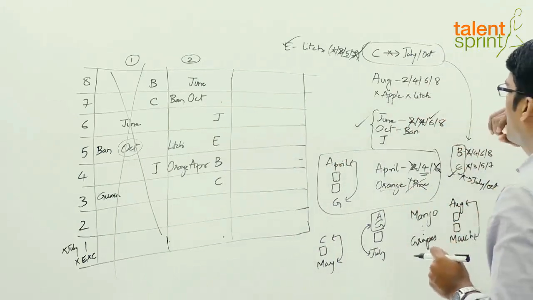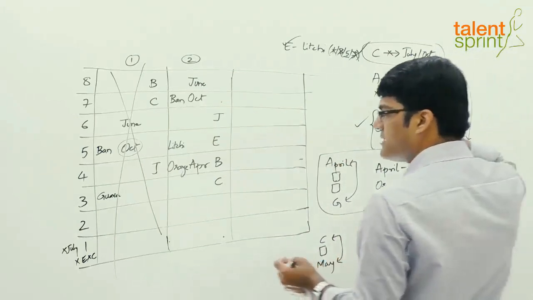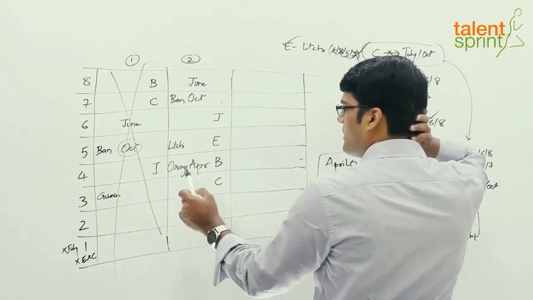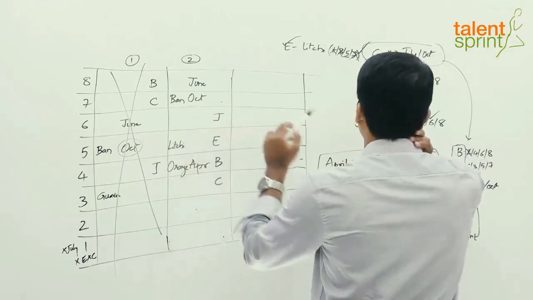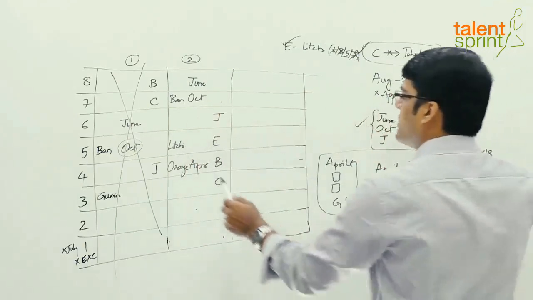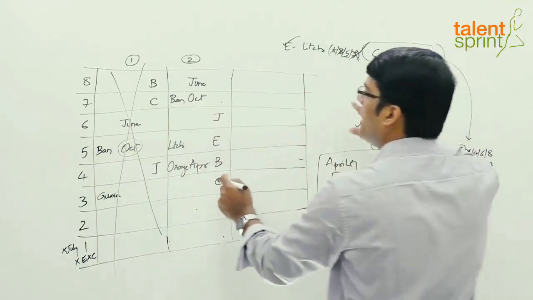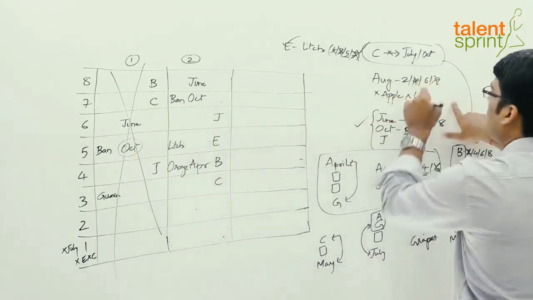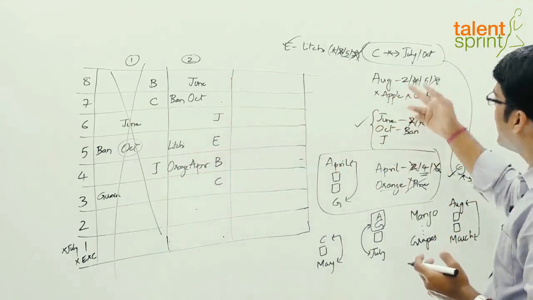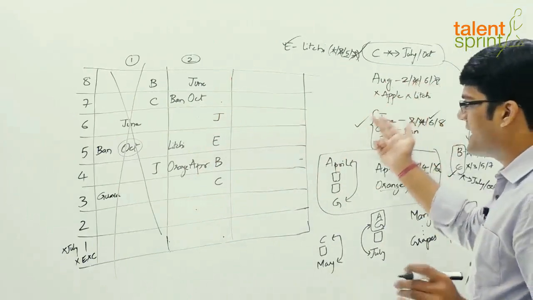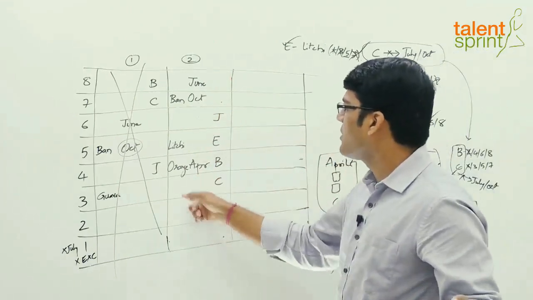Can we use this? August 2, 4, 6, 8. Check that. August can come here. August cannot come here. August can come here. August cannot come here. So clearly, August cannot come for 4th floor. And August cannot come for 8th floor, because 4th floor and 8th floor are blocked for April and June. So 2nd floor or 6th floor. Either August comes on 2nd floor or August comes on 6th floor.